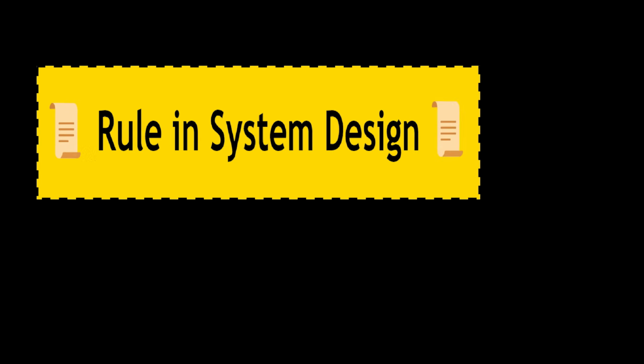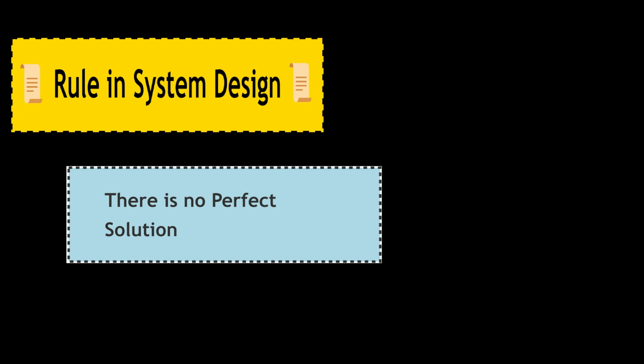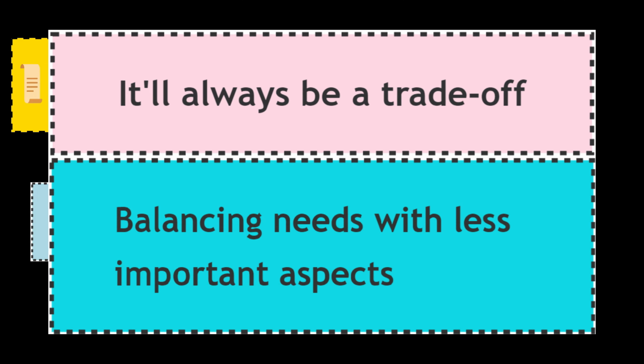There is only one rule in system design. There is no perfect solution. It will always be a trade-off for something you really need with something that is less important.